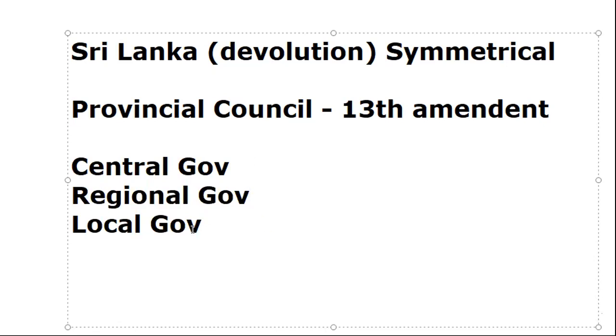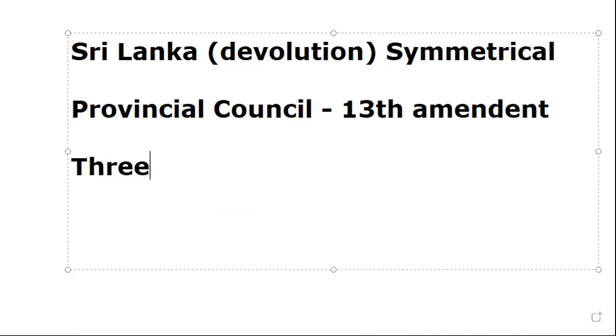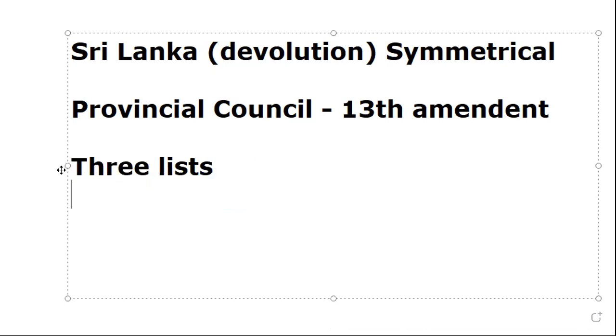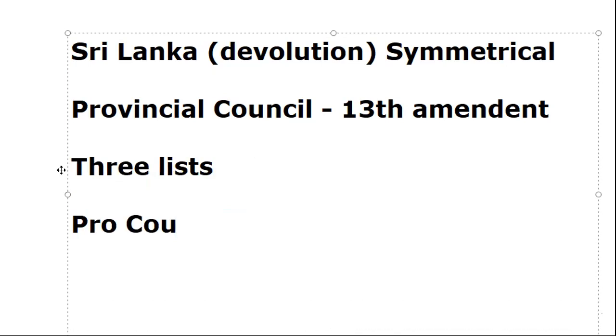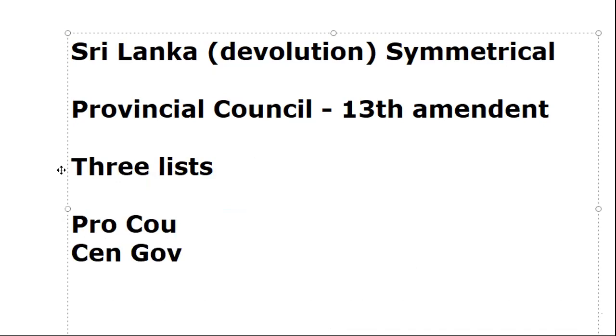Okay. So powers are divided according to that Indian format. We have three lists. The first list says the powers of the provincial council. The second list says what the powers of the central government are. The third list is the concurrent or mutual powers. And we study how different Sri Lanka is from the British system.